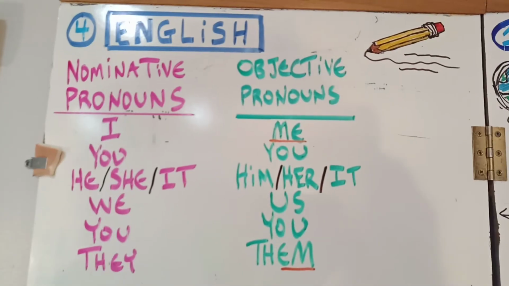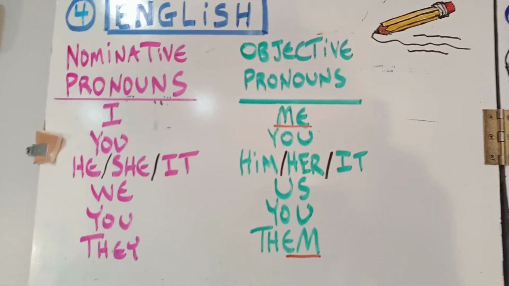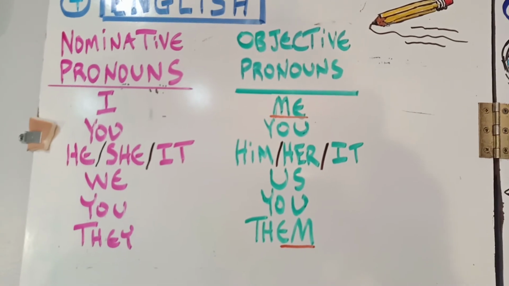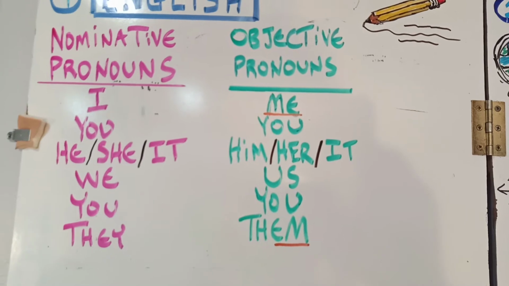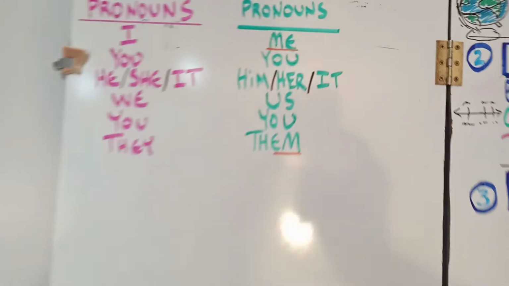For English, we're going to continue our chicken dance. We had the nominative pronouns: I, you, he, she, it, we, you, they, and then we're going to continue with the objective pronouns: me, you, him, her, it. And we're going to do it a couple times. So here we go.